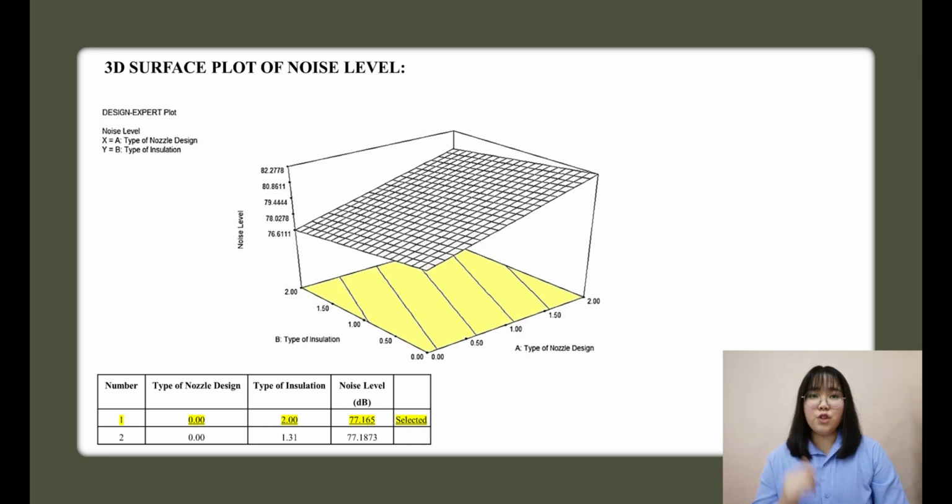Figure on the left shows the 3D surface plot for the factors type of nozzle design and type of insulation with response to noise level. It can be observed that the lowest noise level is obtained when the type of nozzle design is 0 and the type of insulation is 2. This also indicates that the type of nozzle design is the chrome nozzle, while the type of insulation is the pyramid foam. Thus, this can also be considered as the best possible combination of factors that is able to achieve the most desirable output response, which is the minimum noise level at an approximate value of 77.165 decibel, according to the solution 1 suggested in the table below.